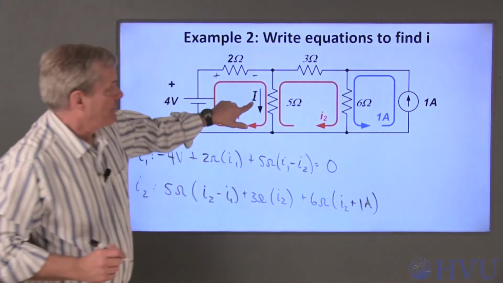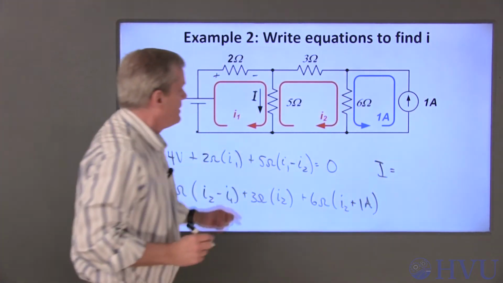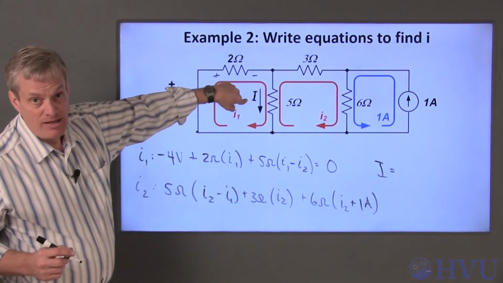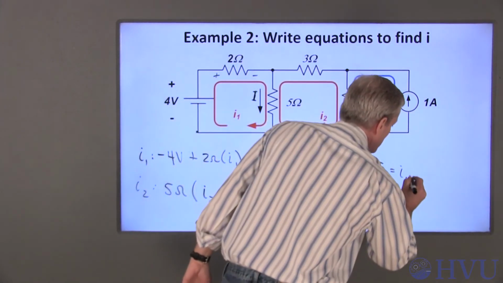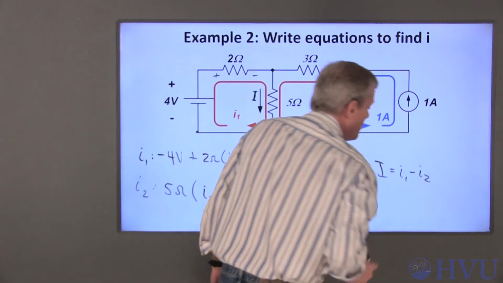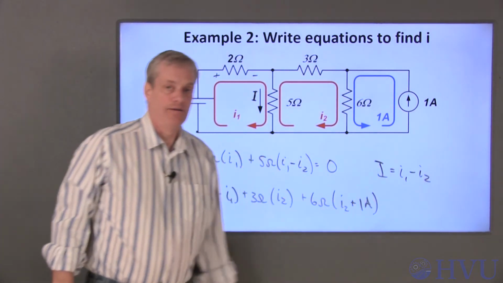Finally, the current I is going to be I1, which is going in the same direction as I, minus I2, which is going in the opposite direction of I. There are 3 equations and 3 unknowns. I can solve those for the current I.